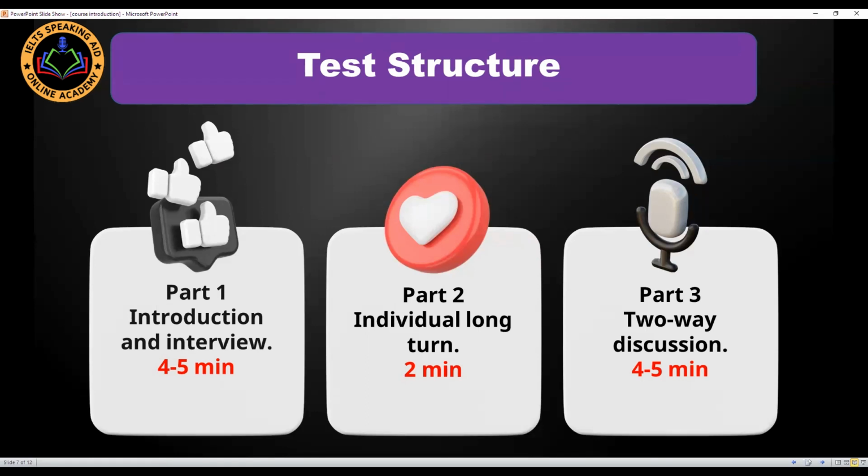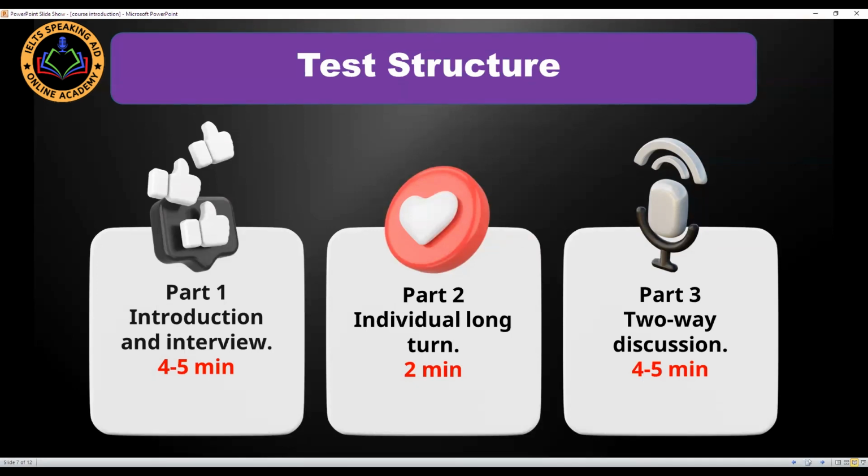In that case, we should always practice compressing or expanding our ideas into two minutes of time. That's why I have mentioned time management. Time management comes in mostly in Part 2. And in Part 3, the two-way discussion, I have applied this mic symbol just because of this conversational type of part.